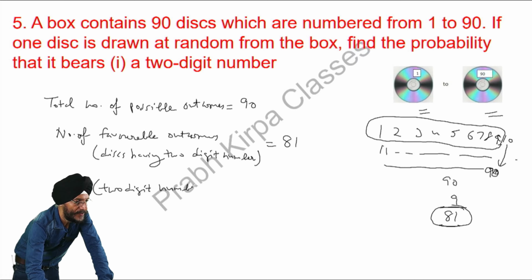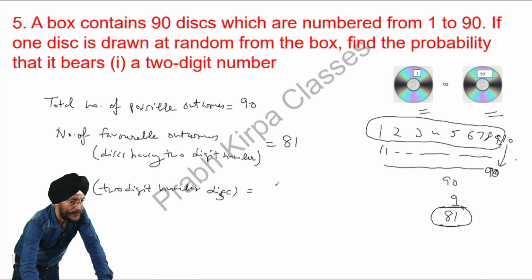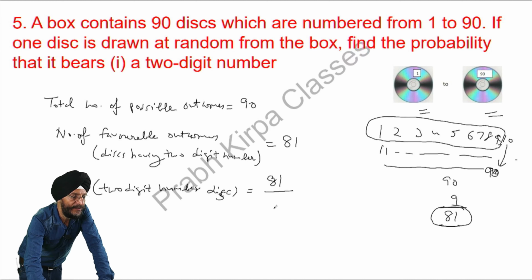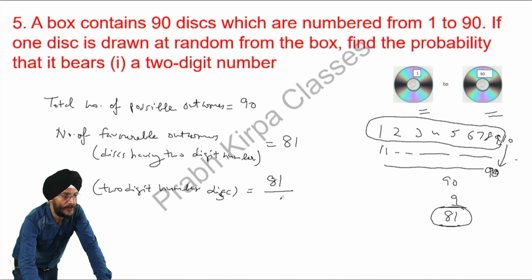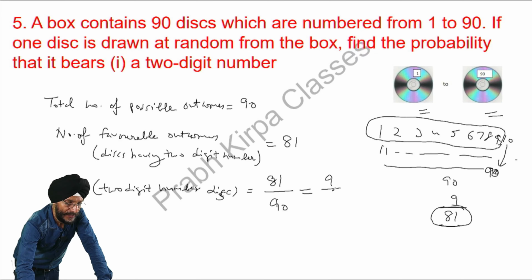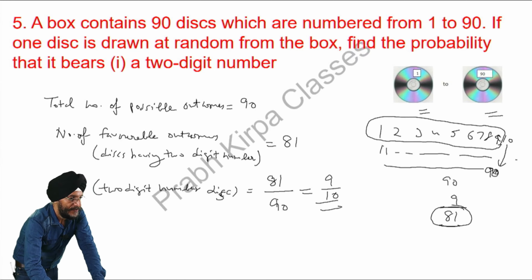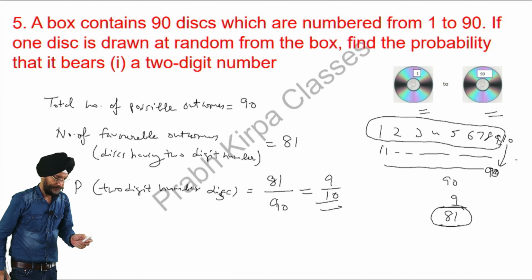So what is the probability of getting a 2-digit number disc? Here we will mention the number of discs which have 2-digit number, that is the number of favorable outcomes, and it will be divided by the total number of discs or the total number of possible outcomes. So we will divide both by 9. It will be 9 over 10. So this is the answer of the first part of the question.